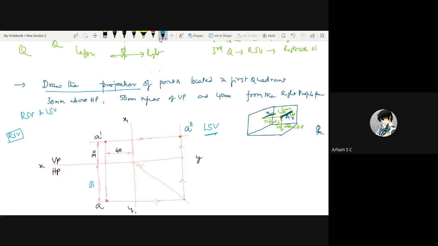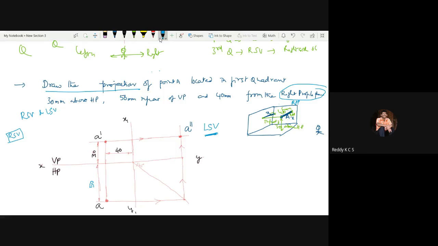Sir, it's given like 40 mm from the right PP, right? Yes, right profile plane. See here, this is the right profile plane, and this is the point A. That means we have to draw the LSV, right? RPP is given, so this is the LSV only. Exactly. So we will know that we have to draw LSV only. Very good.